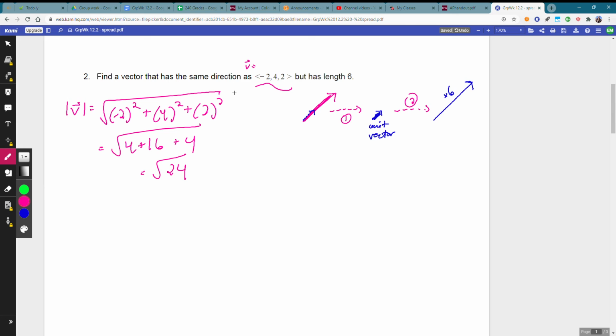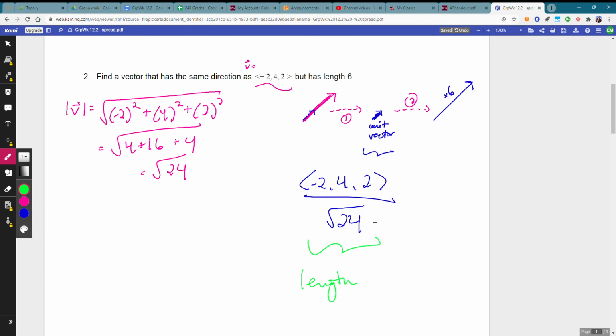And so here, the unit vector that we are trying to get our hands on is then the vector -2, 4, 2, scaled by its size, root 24. This vector has length 1, and so if we want to get that length scaled up to a length of 6, we just need to scale this vector here by 6.